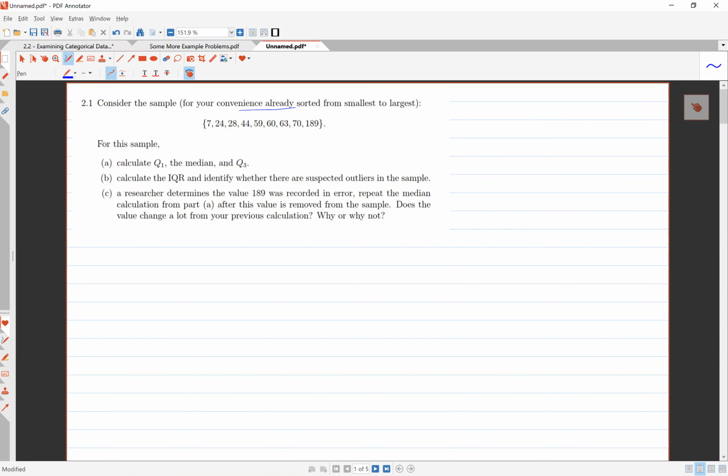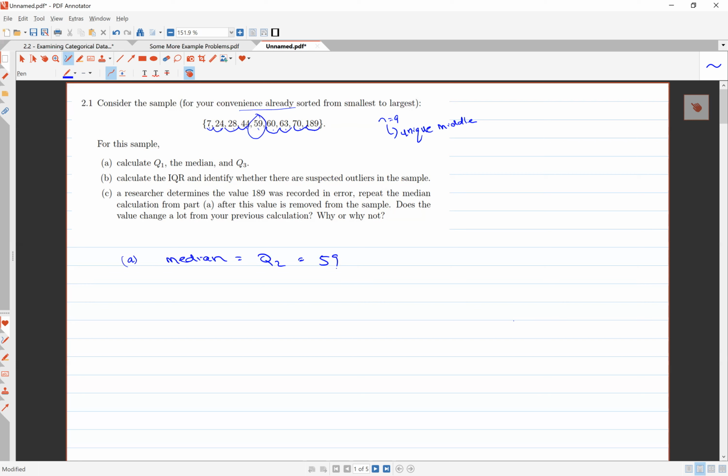So median is always the easiest number to find first. You just want to find what's in the middle. It's worth counting. Do you have an even or an odd sample size? We have 1, 2, 3, 4, 5, 6, 7, 8, 9 values. And because the sample size is odd, that means there will be a unique value in the middle. So 1, 2, 3, 4, 1, 2, 3, 4. And what we have in the middle is the 59. So our median, which we also call Q2, that's the value 59.